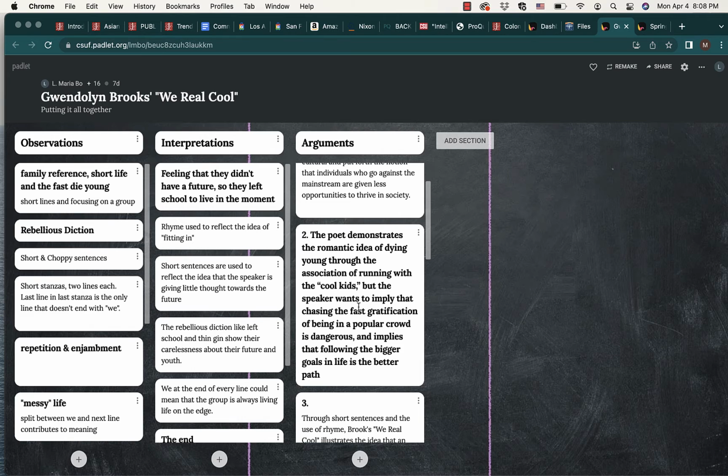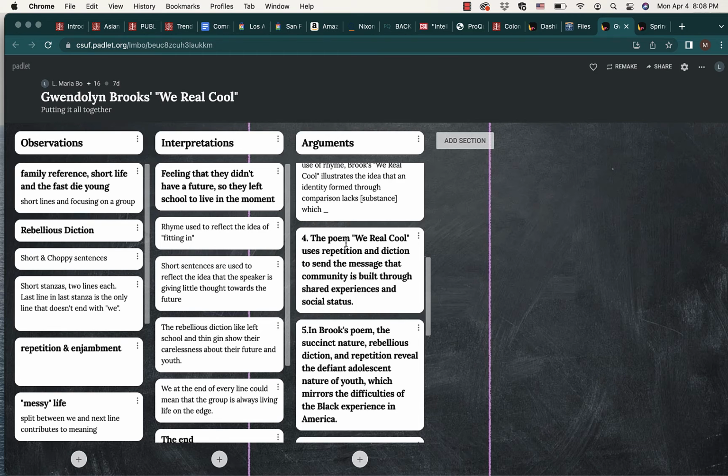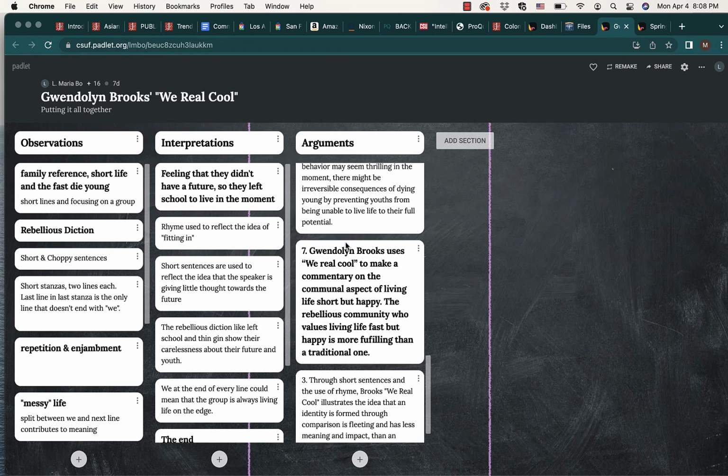This is what we do early on in the semester, just to get people used to the idea of literary analysis and the steps that it requires. Each group, there were 7 groups in this case, came up with their own argument.